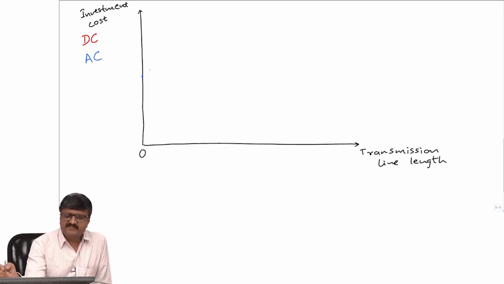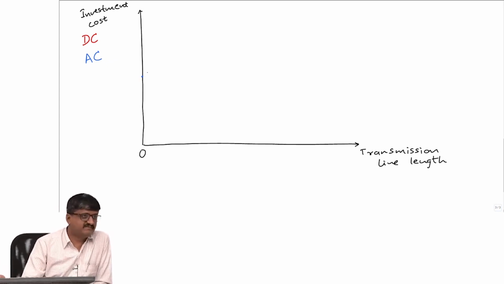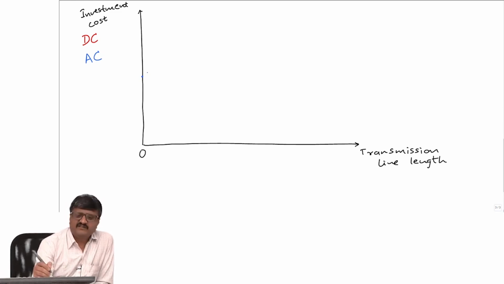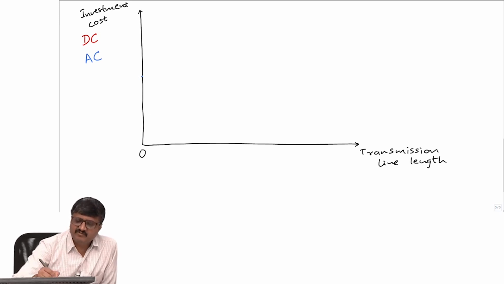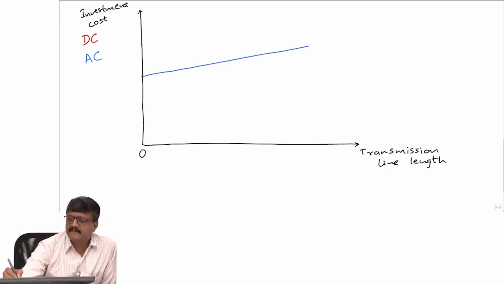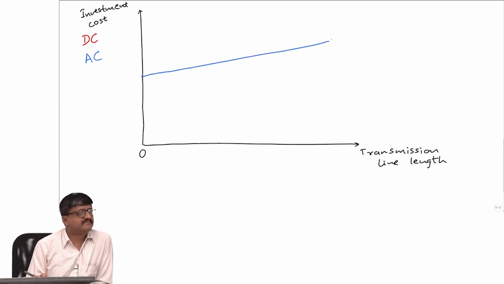Now, as I increase the transmission line length, how does the investment cost vary? I have already considered one cost, the terminal equipment cost. The remaining costs, right of way, towers, conductor, insulator, are proportional to line length. So it is actually a straight line with a positive slope. It is like this.